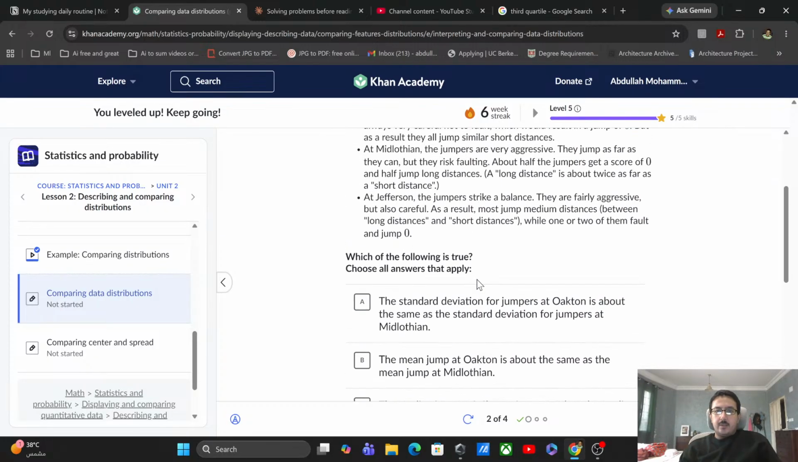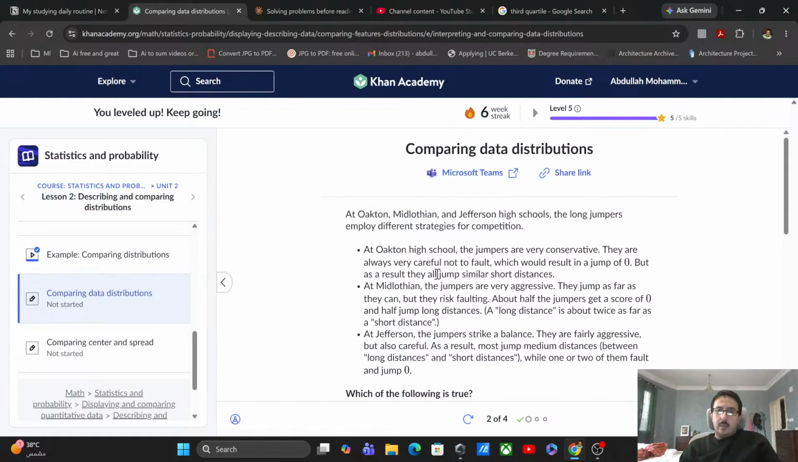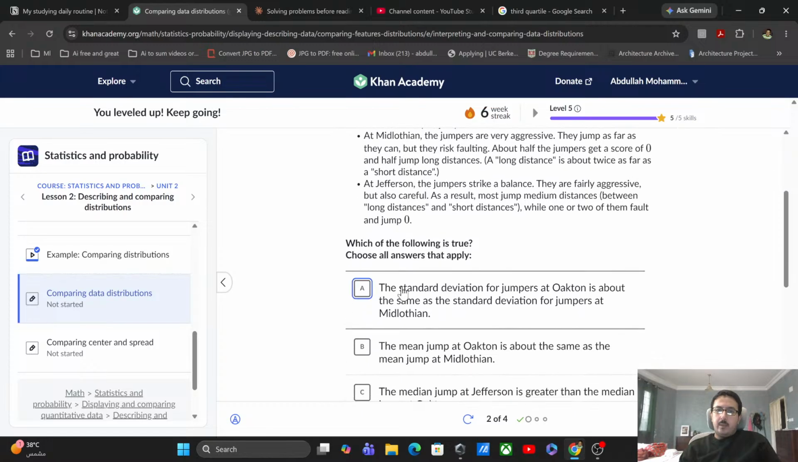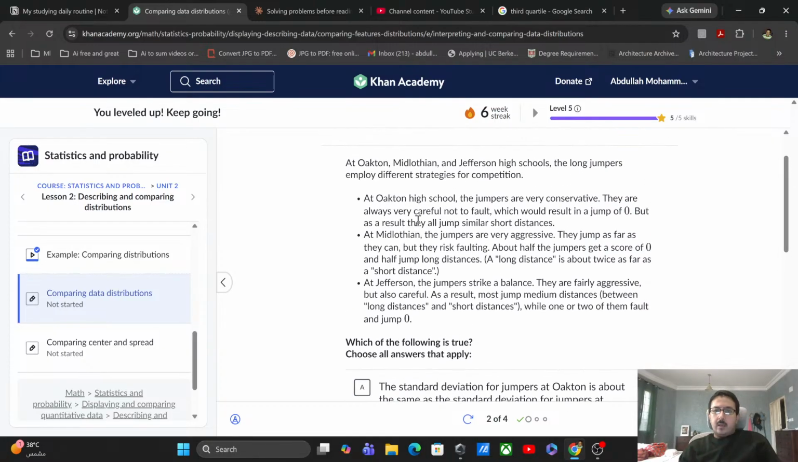Which of the following answers is true? Long jumpers. At Octane, the jumpers are very conservative. They are careful not to fault, which would result in a jump of 0. As a result, they all jump similar short distances.